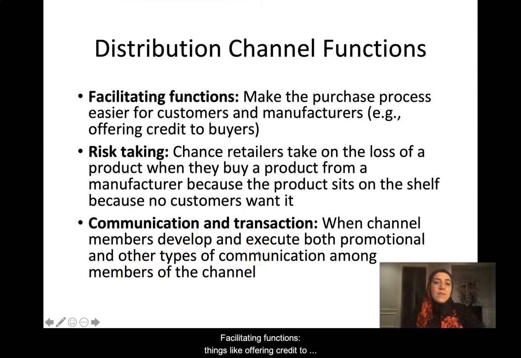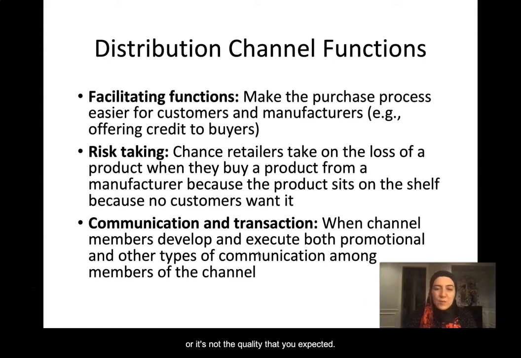Facilitating functions. Things like offering credit to buyers. As marketers, through our distribution channels, we are able to offer buyers things like credit or anything else that makes the purchase process or the acquisition of the goods easier. Risk-taking. So especially for retailers, this applies. You take the loss when you buy a product from a manufacturer if it turns out that it's not such a great product, or people don't like it, or it's not the quality that you expected. The retailer is usually the entity that takes on the risk, because consumers don't have to buy the product in huge quantities. They have the option of returning it, and so on and so forth.